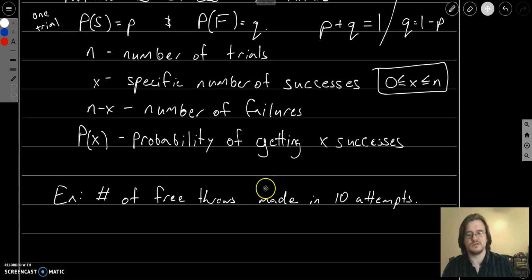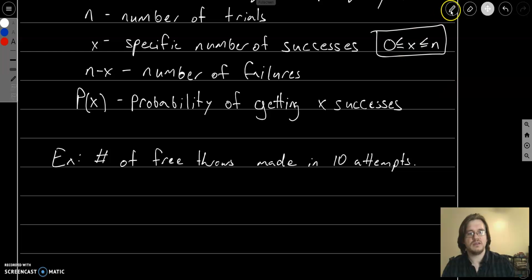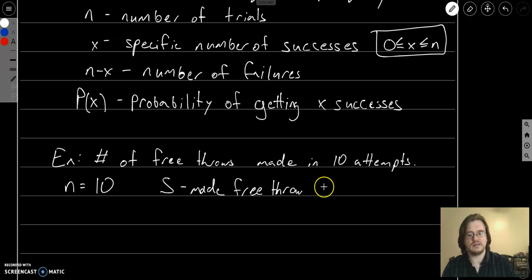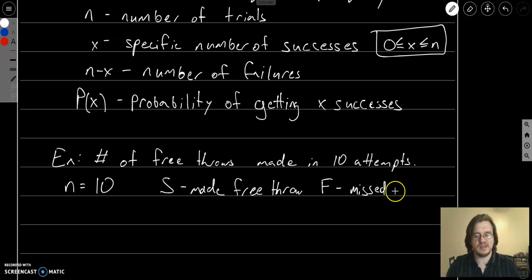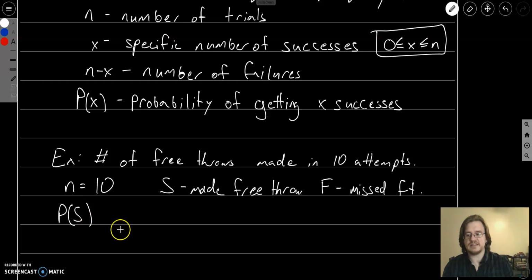So let's write down a few things for this example. Let's go back to free throws made in 10 attempts. First of all, we're shooting 10 free throws, so N here is going to be 10. A success, maybe this is going to be a made free throw. And a failure, we'll just call a missed free throw. This is the complement of making a free throw.